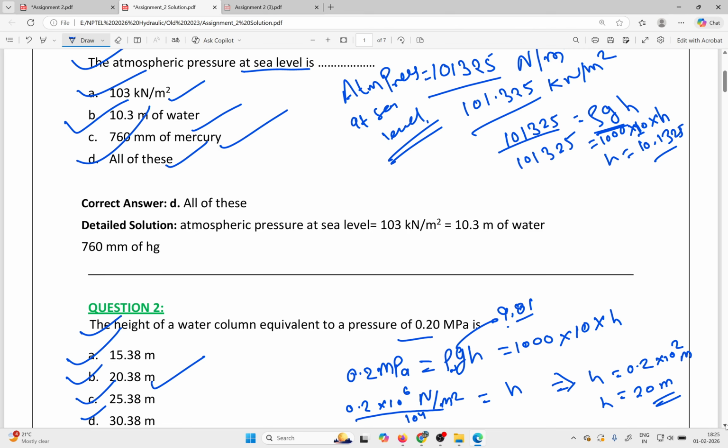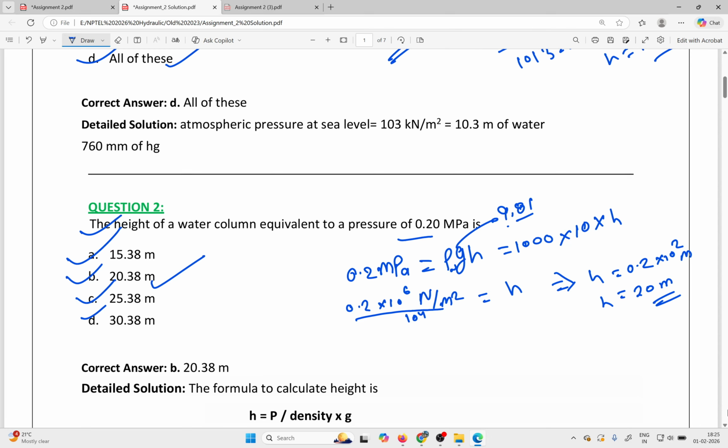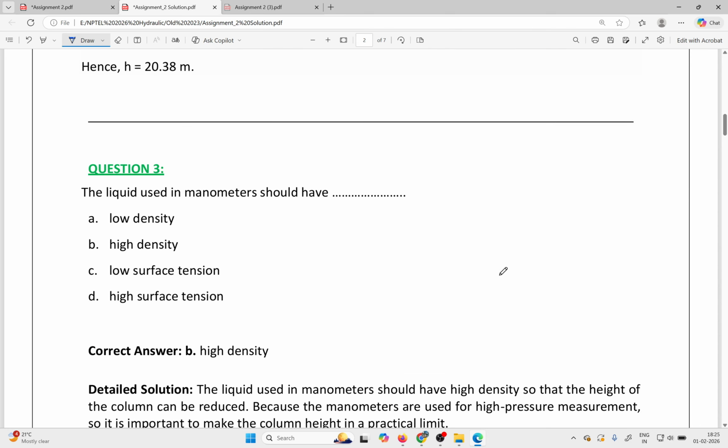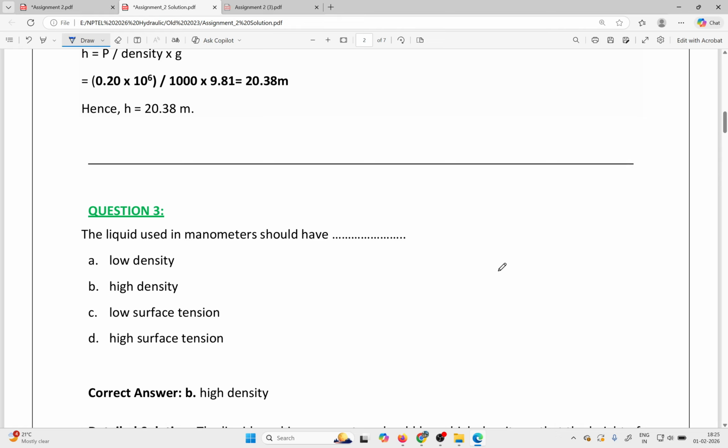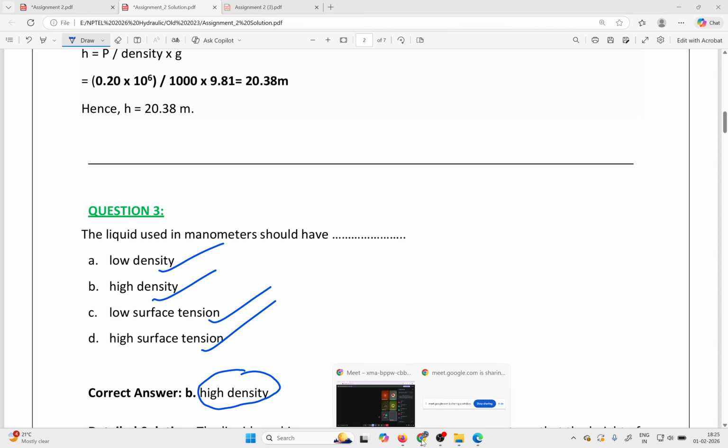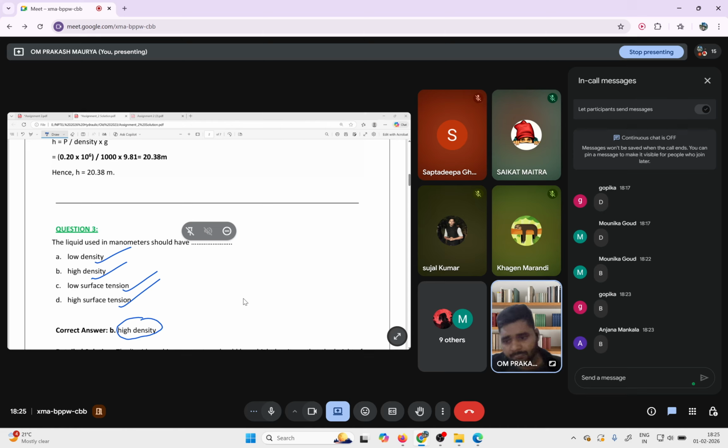So, next question, question number 3. Okay, the answer is visible, no issue. The liquid used in a manometer should have low density, high density, low surface tension, or high surface tension. The answer is high density. Why? Can anyone tell? In the chat box you can write, please. Why do you need high density in the manometer?